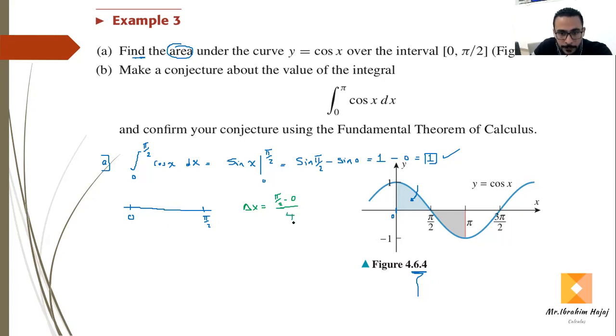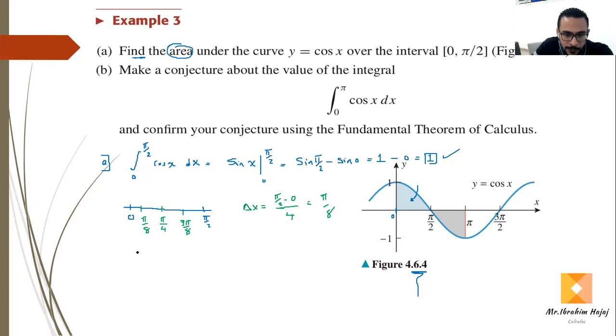Let's say 4. So pi over 2 over 4, which is pi over 8. And here it's pi over 8. The next is pi over 8 plus pi over 8 again, equals 2 pi over 8, which is pi over 4, and then plus pi over 8 again, which equals 3 pi over 8. That's this one.